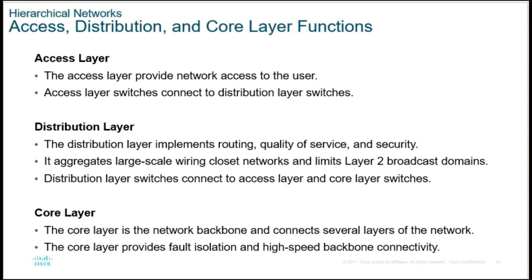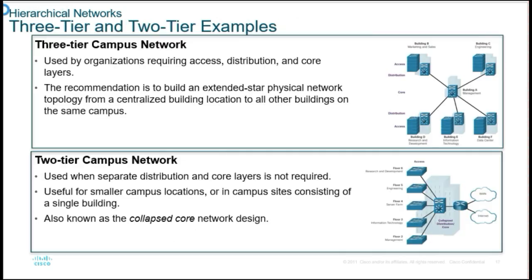The main point of the core layer adalah untuk hantar traffic dengan laju ataupun high speed. So, it acts as the backbone yang menghubungkan semua access traffic ini daripada berbagai floor ataupun building locations. So, kita tengok kesesuaian bila boleh pakai 3-tier ataupun 2-tier.